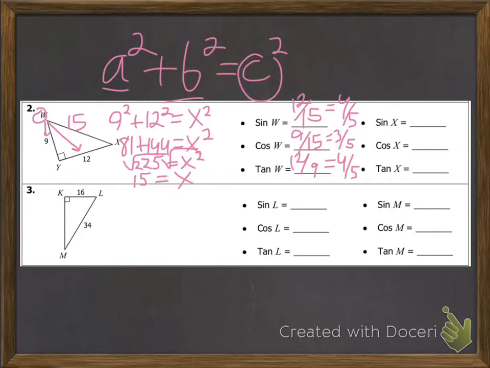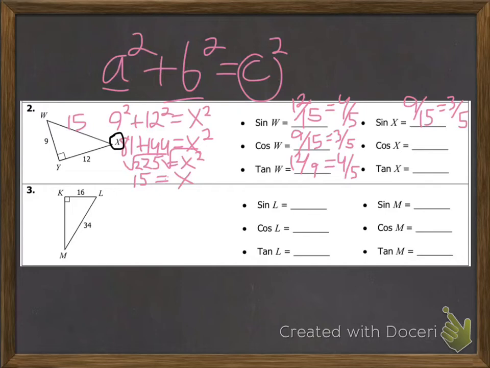Alright, so moving on. Now we need to find the sine of x. So now we're going to look at, let me actually do that in a different color. We're looking at angle x right now. So once again, sine, opposite over hypotenuse. So its opposite is going to be 9, and the hypotenuse is 15. So you'll get 9 over 15. And then that can be simplified down to 3 over 5.